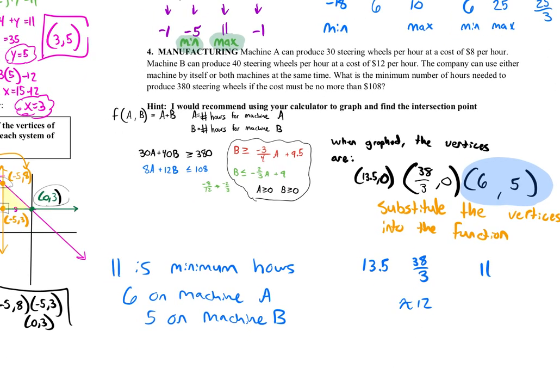Right, and then here is an optimization word problem for us. Machine A can produce 30 steering wheels per hour at the cost of $8 per hour. Machine B can produce 40 steering wheels per hour at a cost of $12 per hour. The company can use either machine by itself or both machines at the same time. What is the minimum number of hours needed to produce 380 steering wheels if the cost must be no more than $108? Okay.